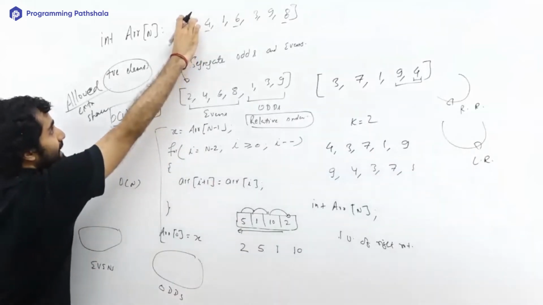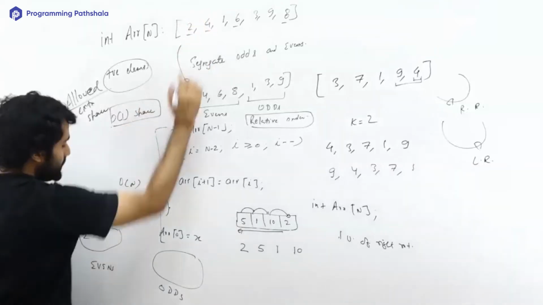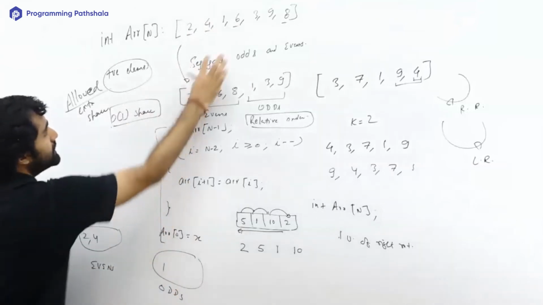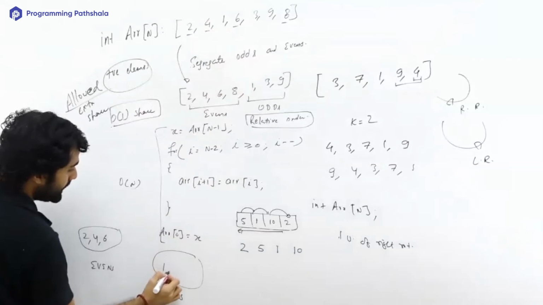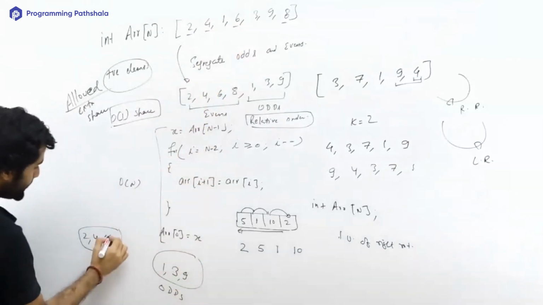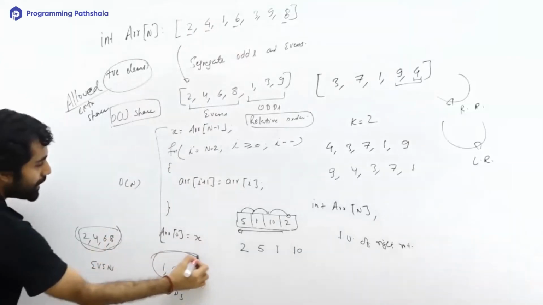If you see an even element, just put it in the even bucket. Again even, put it in the even bucket. Odd, put it in odd. Again even, put it in even. Odd, put it in odd. Odd, put it in odd. And finally even, put it in even. So what has happened is all the evens have come here and all the odds have come here.